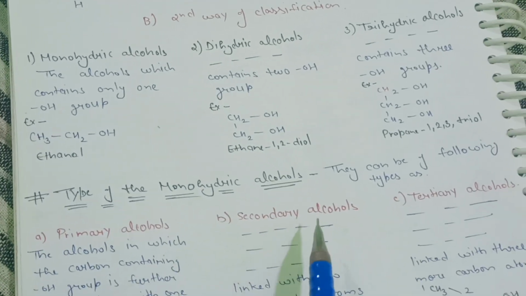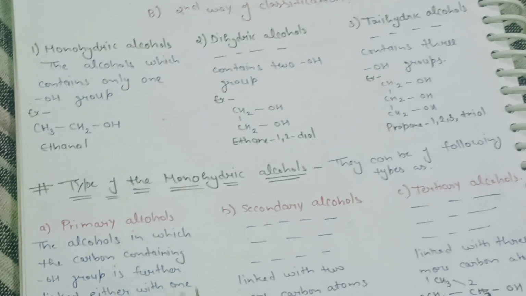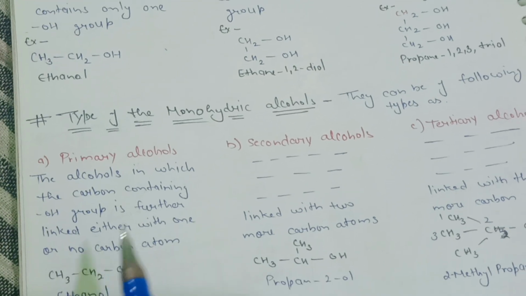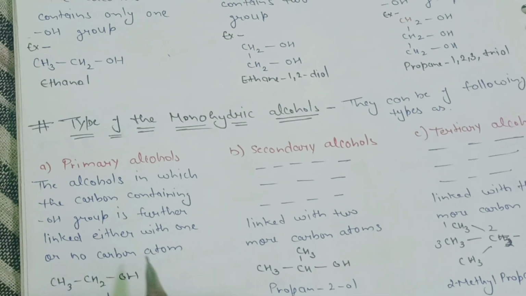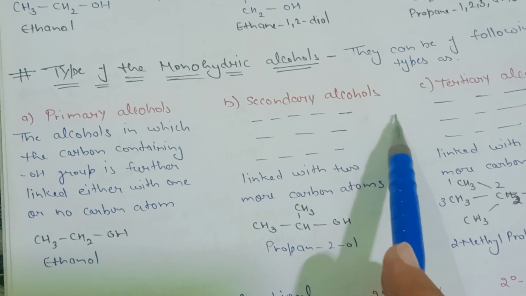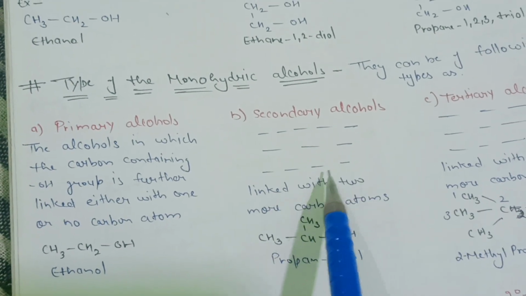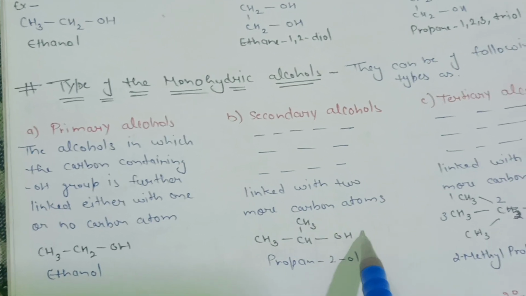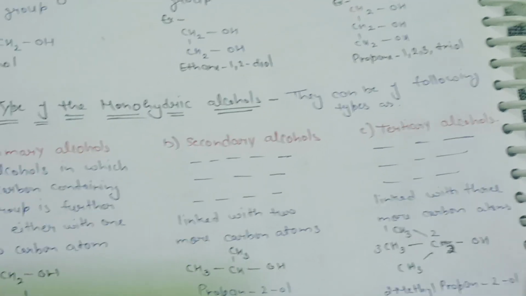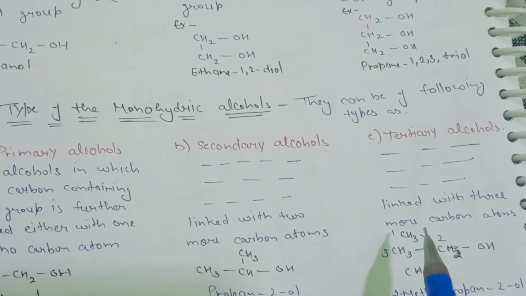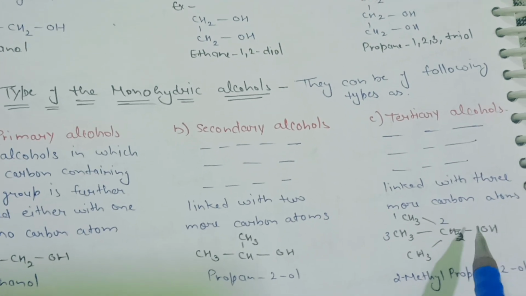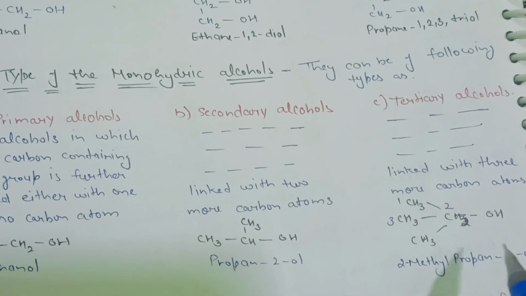Types of monohydric alcohol: they can be classified as primary, secondary and tertiary. Primary alcohol, the alcohol in which the carbon containing the OH group is further linked with either one or no carbon atom. Example, ethanol. Secondary alcohol, in which the carbon containing the OH group is further linked with two more carbon atoms. For example, propan-2-ol. Tertiary alcohol, in which the carbon containing the OH group is linked with three more carbon atoms. For example, 2-methylpropan-2-ol.